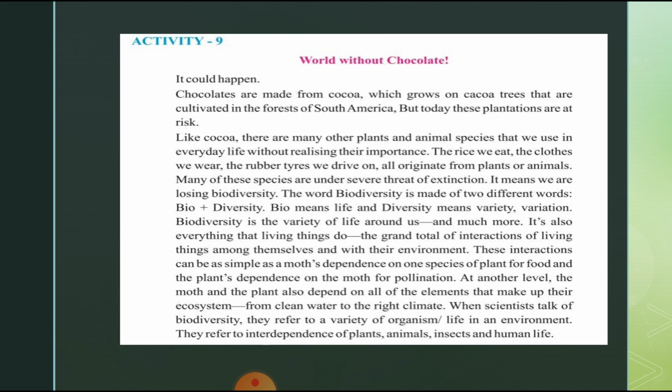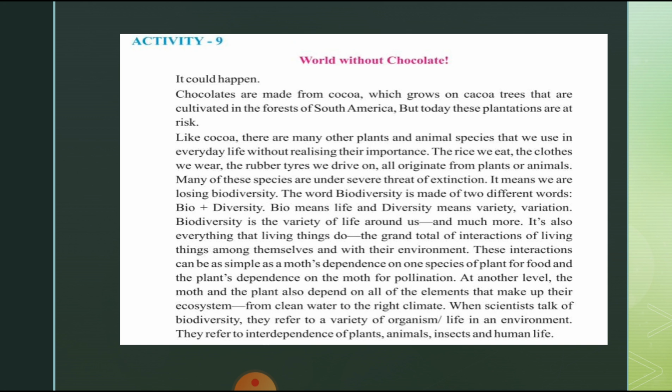See, bio means life, the life which we have, life existence. And diversity means variety, variation, the variation which we see in life. Biodiversity is the variety of life around us and much more. The variation that we see in our life is biodiversity, and there are different types of things we see.